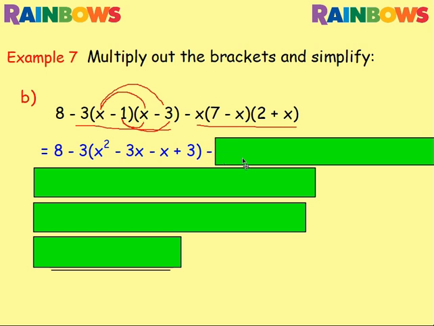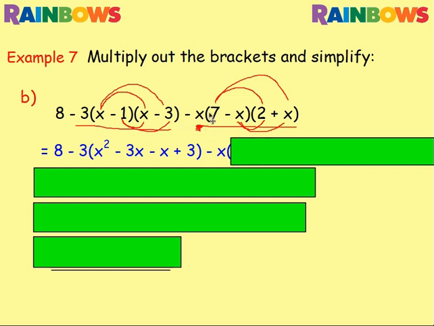So its takeaway is just staying as it is. And also because there's 3 terms here, I'm just going to leave that x as it is as well. I'm not going to do anything with that. I'm just going to leave it as x. But then what I'm going to do is multiply these brackets. 7 take away x times 2 plus x. So to do that, I would just use the whole rainbows thing again. So 7 times the 2, and then 7 times the x, and then negative x times 2, and then negative x times x.